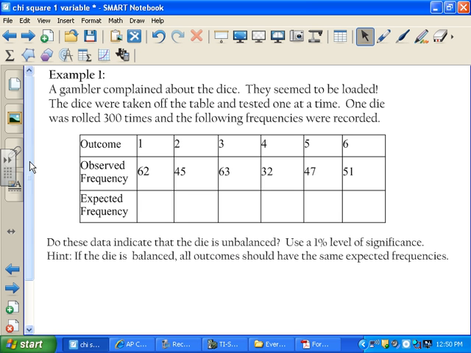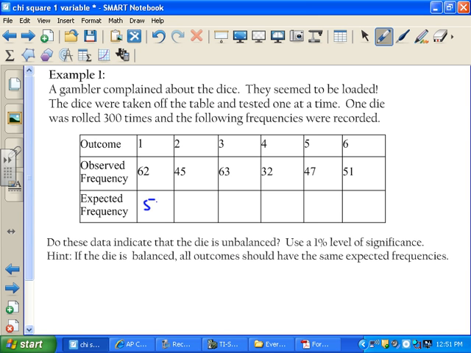So, how many times should each side face if the dice were fair? People say 50. 50 is correct. How did we get 50 there? 300 divided by 6. Equal probability. I want an equal chance on each of them. So it'd be 300 divided by 6, and I'll come back to it and formalize it in a second. I'm just kind of thinking out loud.